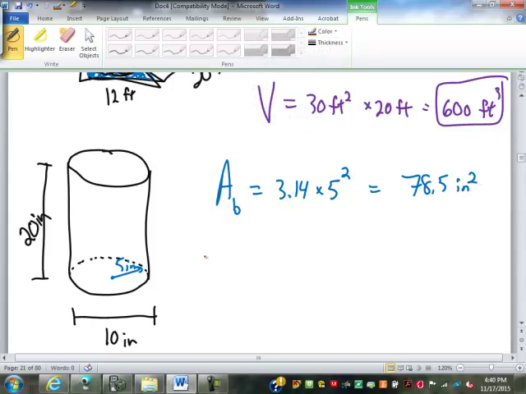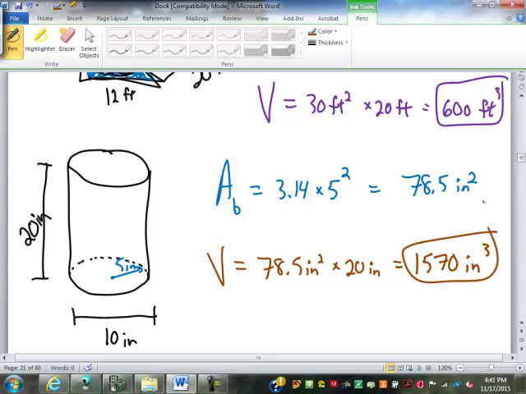So now my volume is simply the area of that base times the height. Oops, that's inches, not inches squared. Which is going to give us what? 1,570 inches cubed.